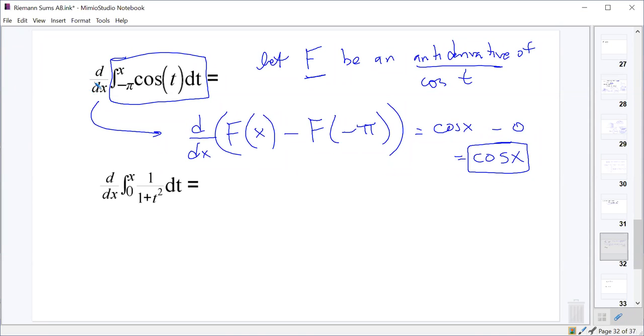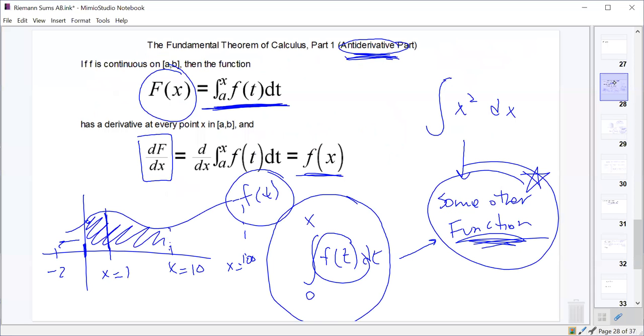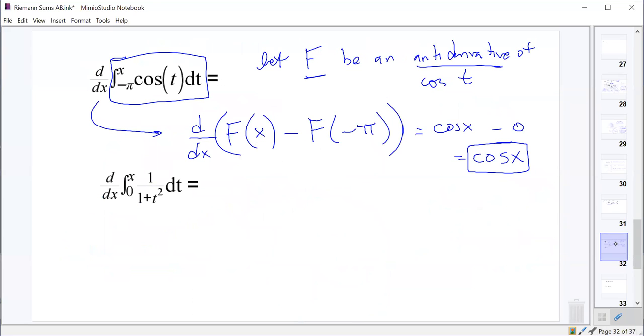So the derivative of the integral from a constant to x of some function is just that function back in terms of x. And that was exactly what this first part of the fundamental theorem of calculus told us. Right? The derivative of the integral from a constant to x of a function is just that function. And that's proving to us that the derivative and the antiderivative are inverse operations of each other. Good or no?